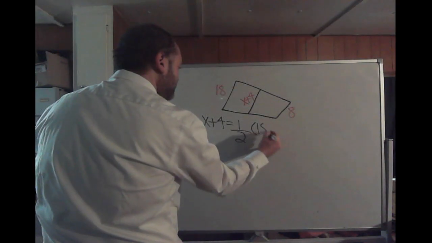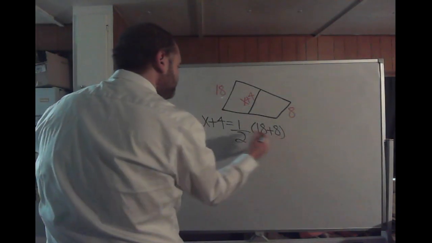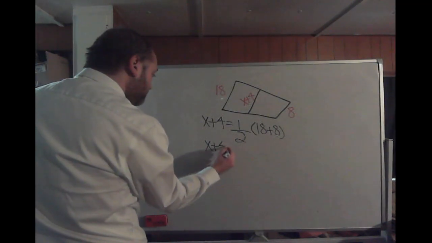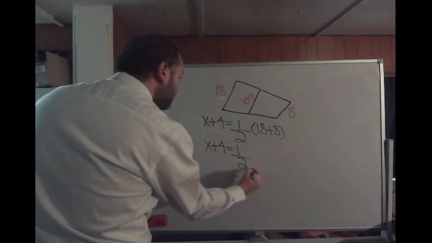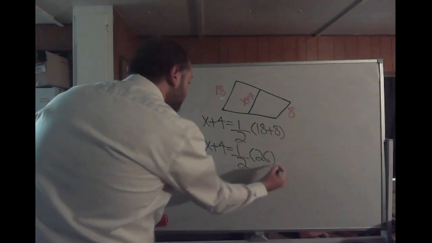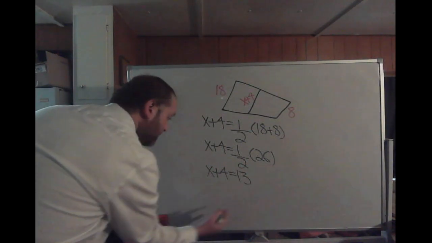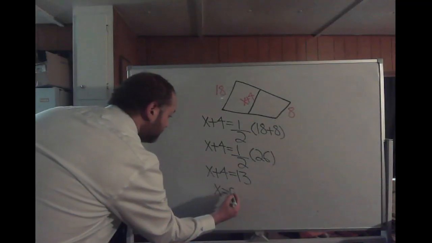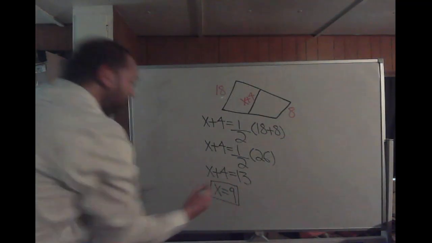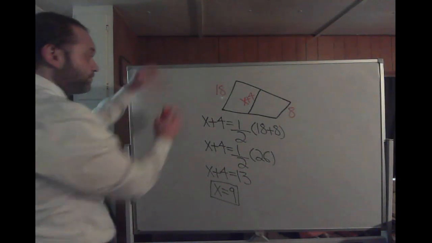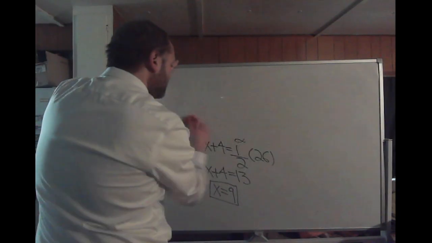which would be half of 18 plus 8, which would simply mean then that x plus 4 would be equal to half of 26. And we know half of 26 is 13, so you would get x plus 4 equals 13, which then means that x equals 9. So the value of x in this case is going to be 9. And I only have 4 more. We're already almost through it.